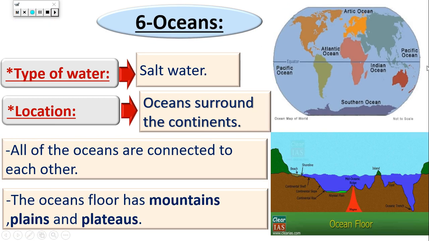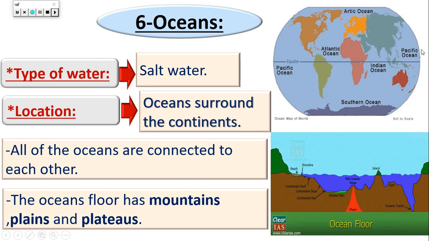Oceans. As you can see, that's our Earth, the map of all of the Earth. That's an ocean, that's an ocean, and also that's an ocean. And these pieces are the land on the Earth.